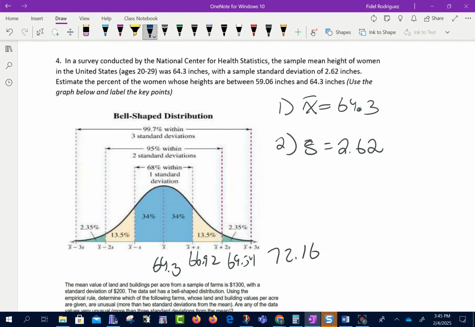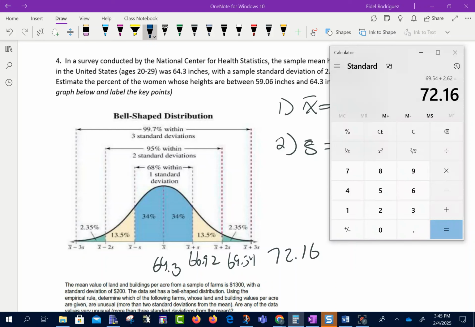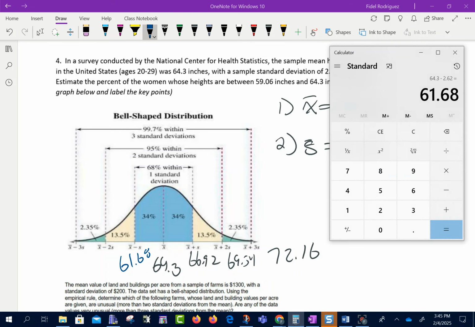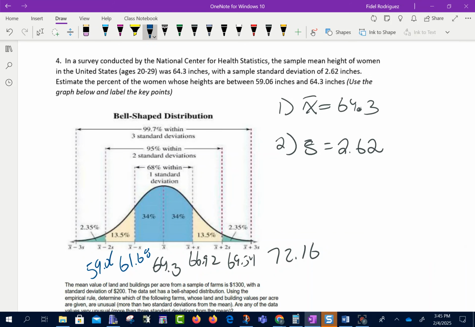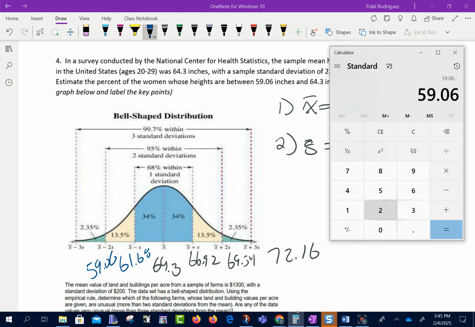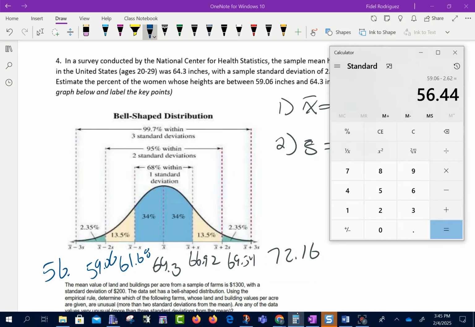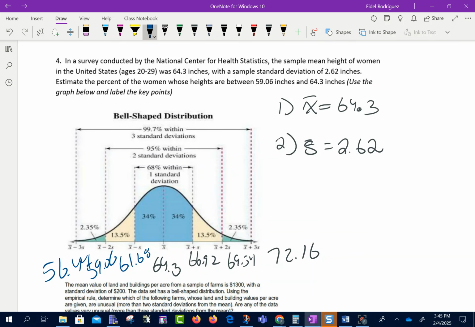Okay. And now, y'all, I'm going to start doing that same thing but subtracting. 64.3 minus 2.62, 61.68. Okay. If I subtract 2.62 again, 59.06. And if we subtract another 2.62, 56.44. Okay. All right.